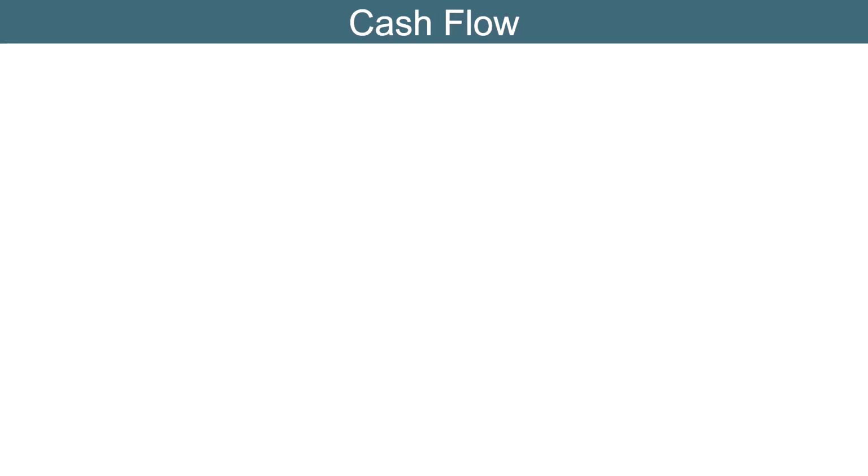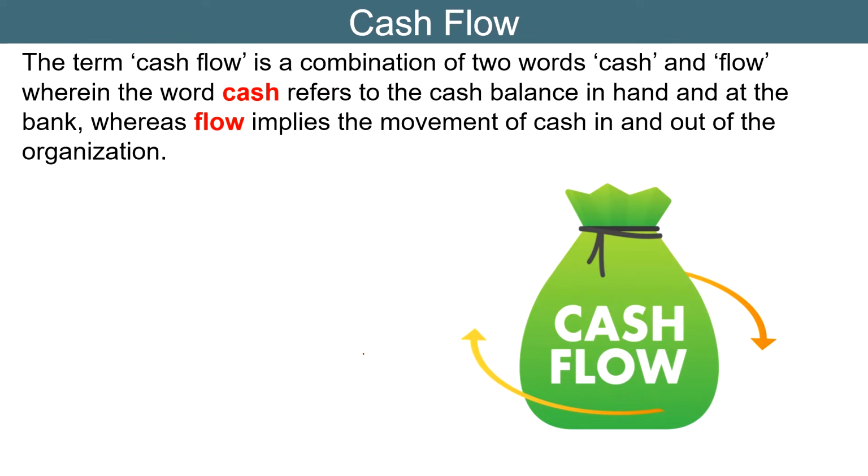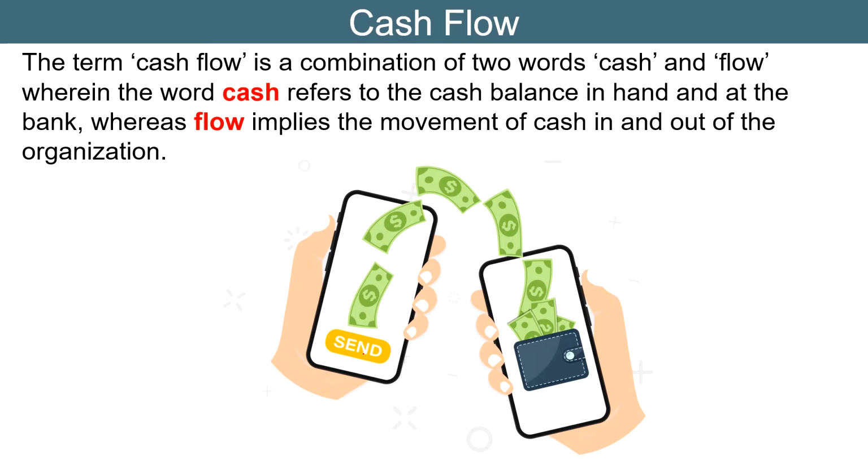Before understanding cash flow statement, first you should know what is cash flow. The term cash flow is a combination of two words, that is cash and flow, wherein the word cash refers to cash balance in hand and at the bank, whereas flow means movement of cash in and out of the organization. It deals with those items which involve cash transactions. Hence, it indicates the changes in cash status of the company, be it related to receipts, payments or disbursements.